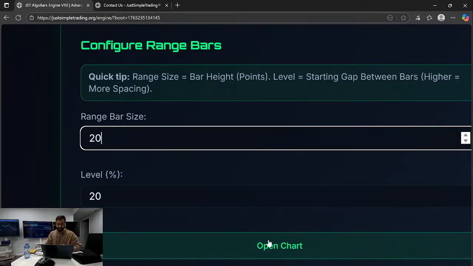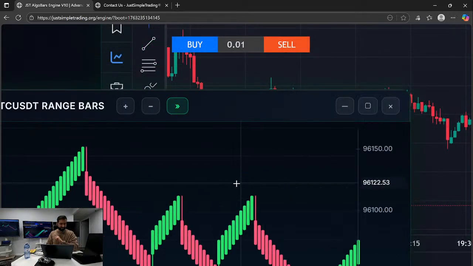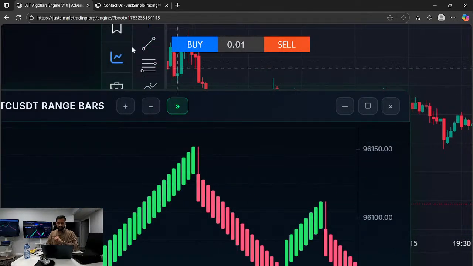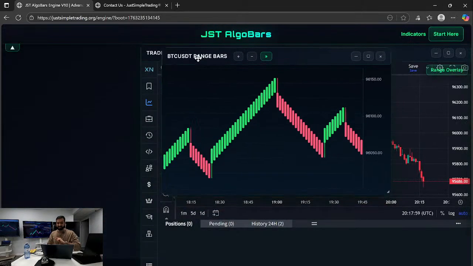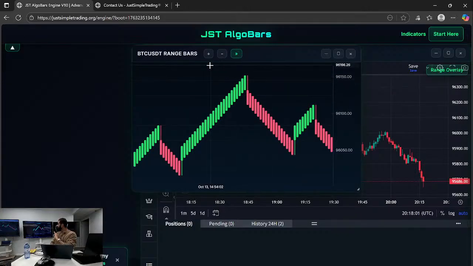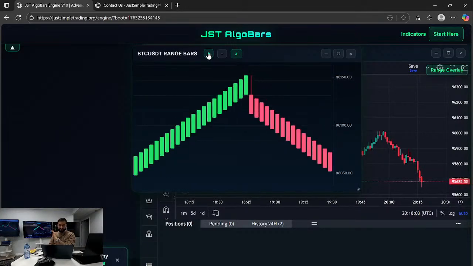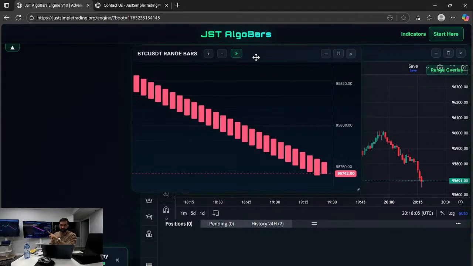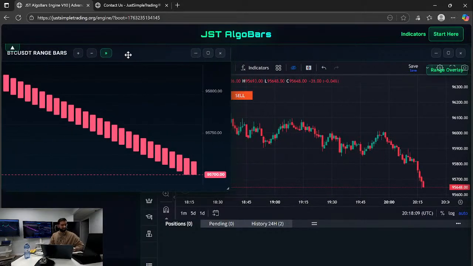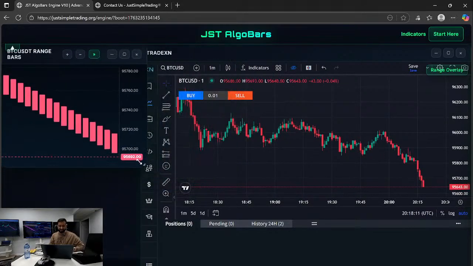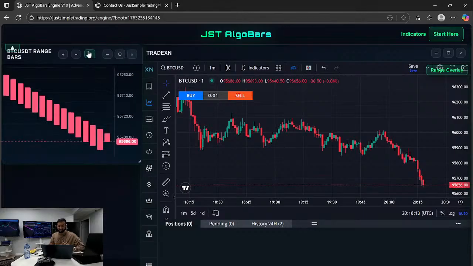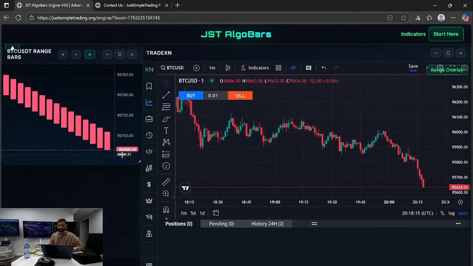Now when I click open chart, right here is our BTC USD range bars chart. Now I can zoom in right there. I can go to the latest candle. There we go. Now let me just move this over to the side. Okay, and check this out. This is actually running live, which is crazy. So you can see we're in a big downtrend right here.